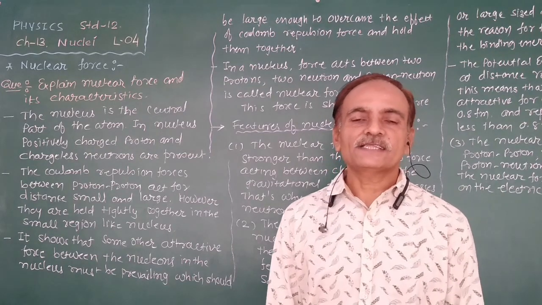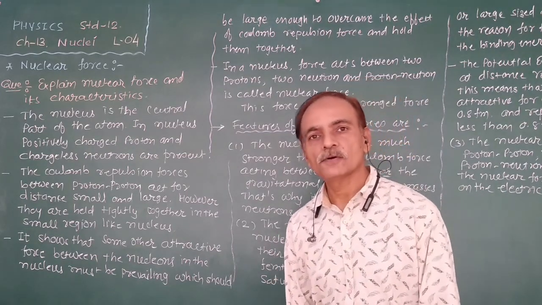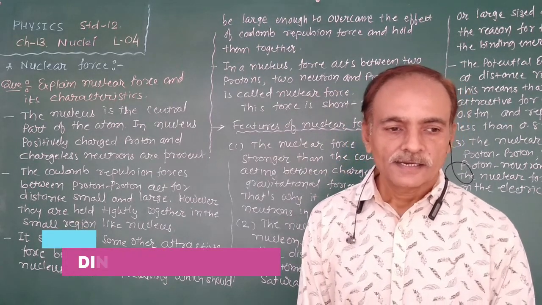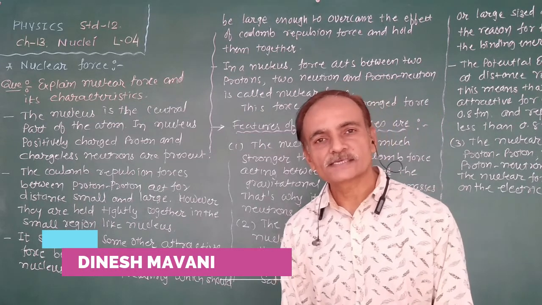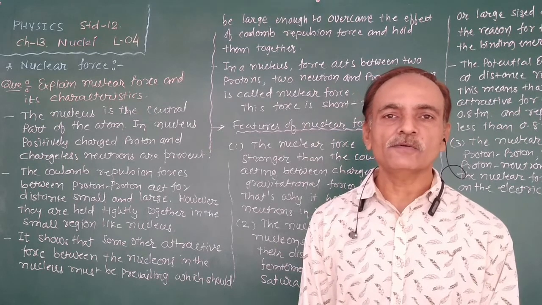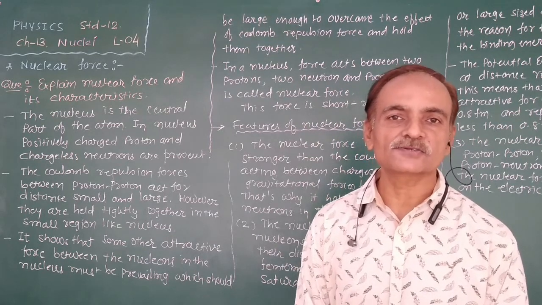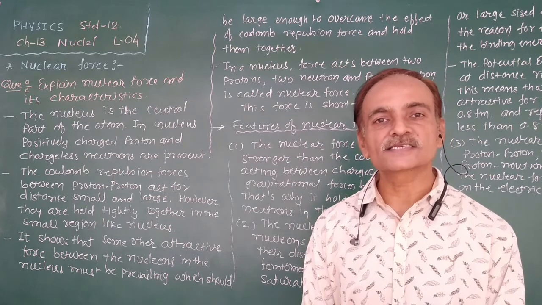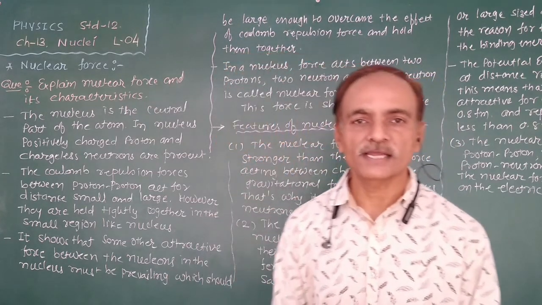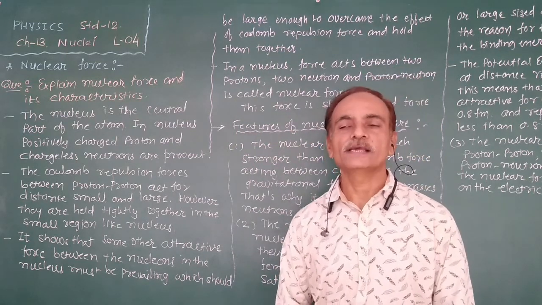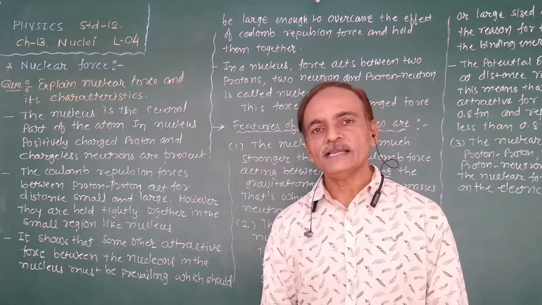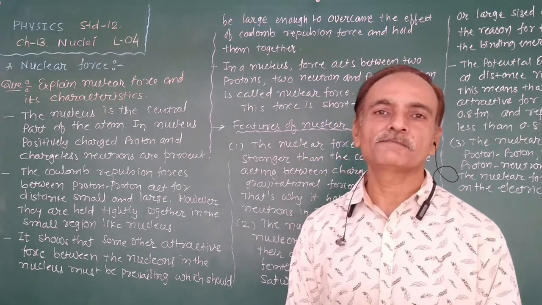Good morning friends. After the discussion of the graph of binding energy per nucleon versus atomic mass number, now we know that the small central region of the atom in which most of the mass of the atom and the entire positive charge of the atom is concentrated is known as the nucleus of an atom.